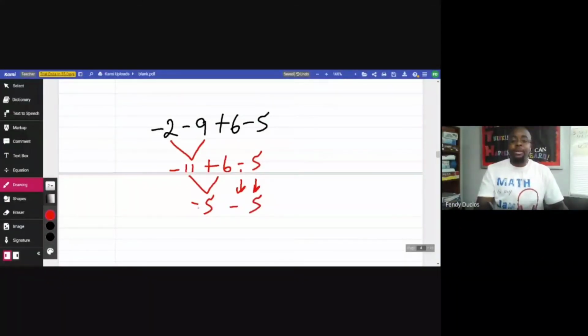So then I end up with negative 5 minus 5. And you got it. Negative 5 minus 5 is negative 10.